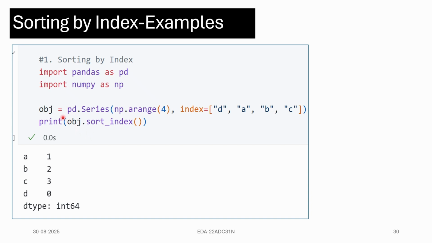In this example, we are creating a series object, and let us see how to sort the elements of the series by using the index. The corresponding series that is being created has the elements 0, 1, 2, 3 with the index mentioned as D, A, B, C. If you apply obj.sort_index, the index is going to be sorted in alphabetical order, or if it is numeric, it is going to be arranged in ascending order with the corresponding elements rearranged.